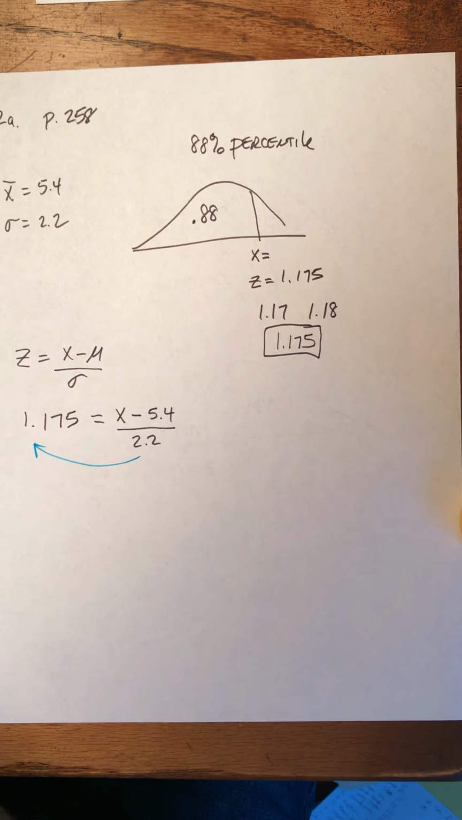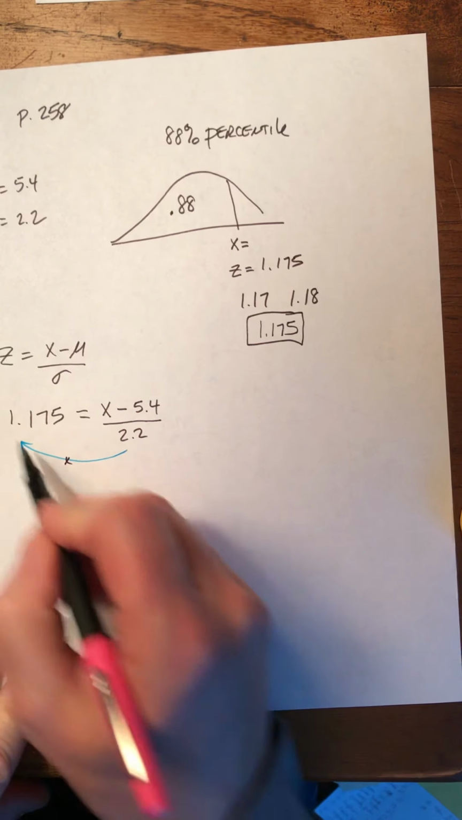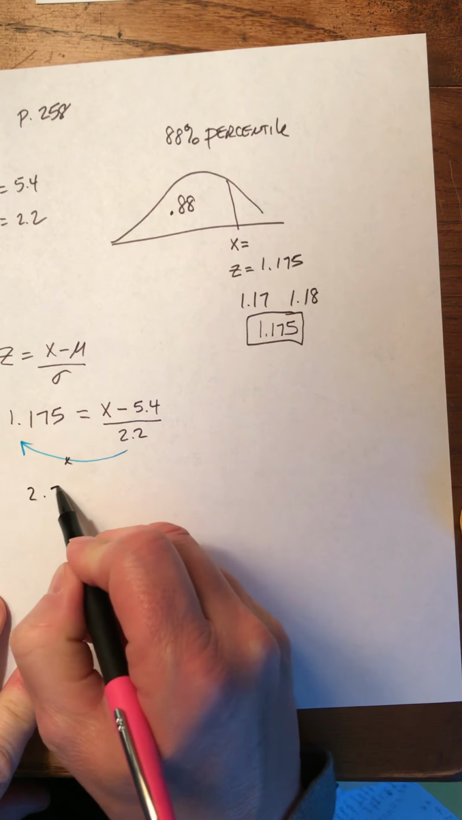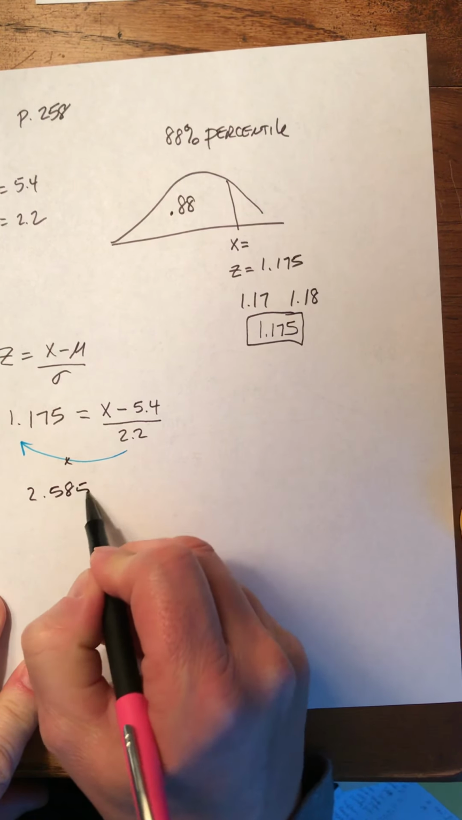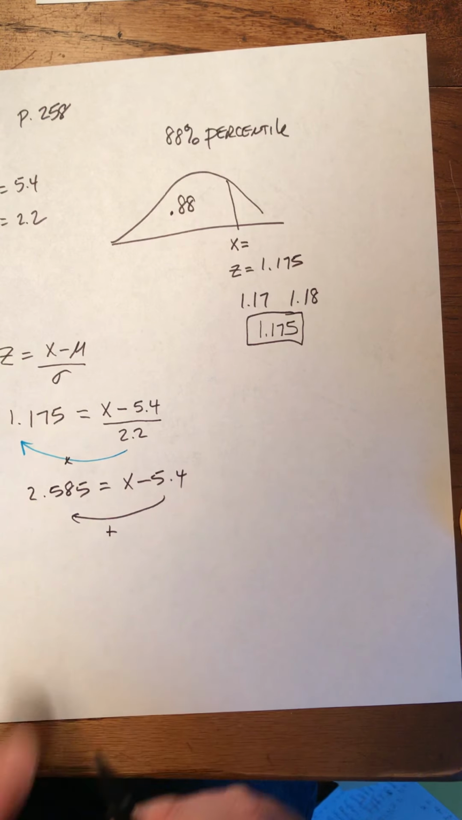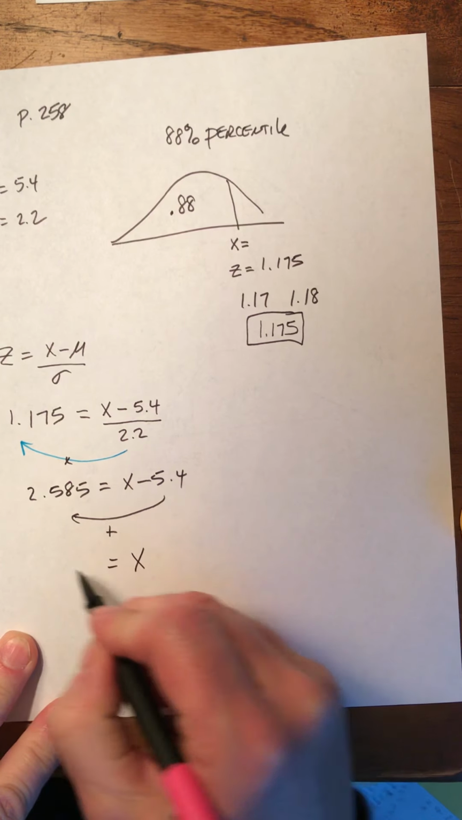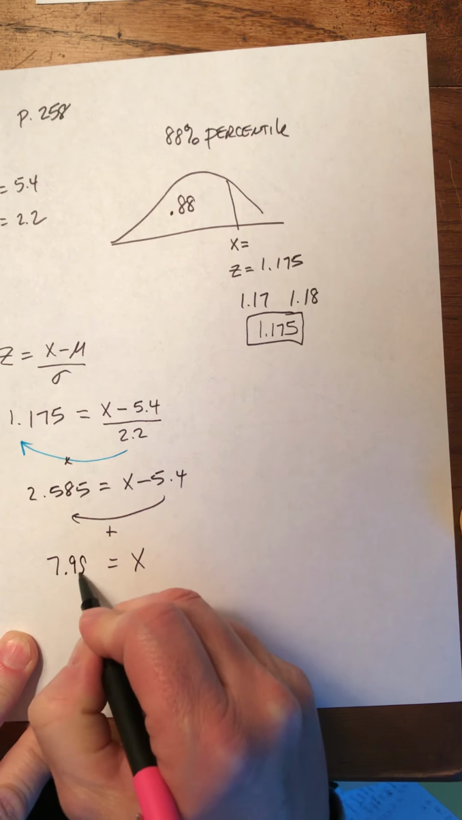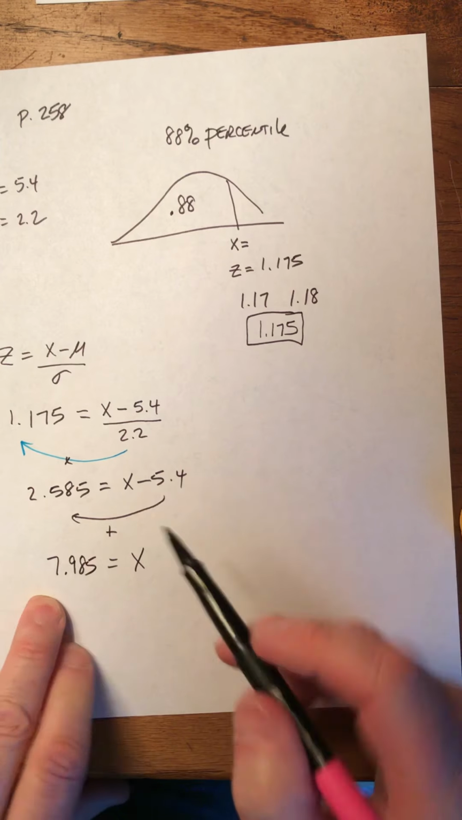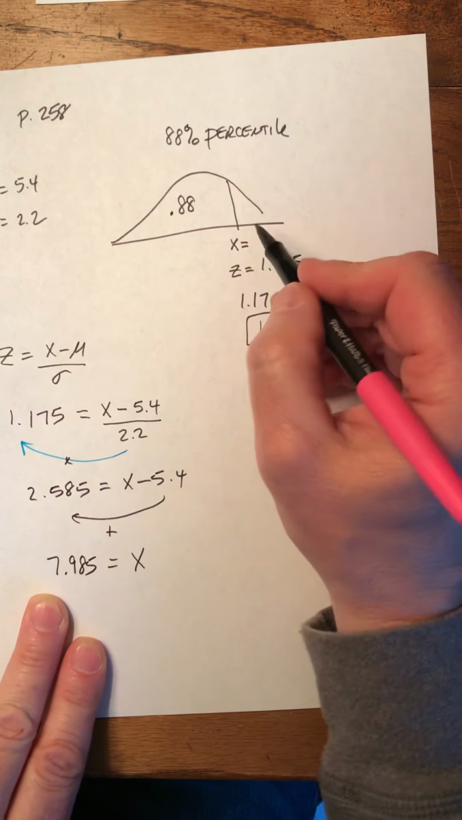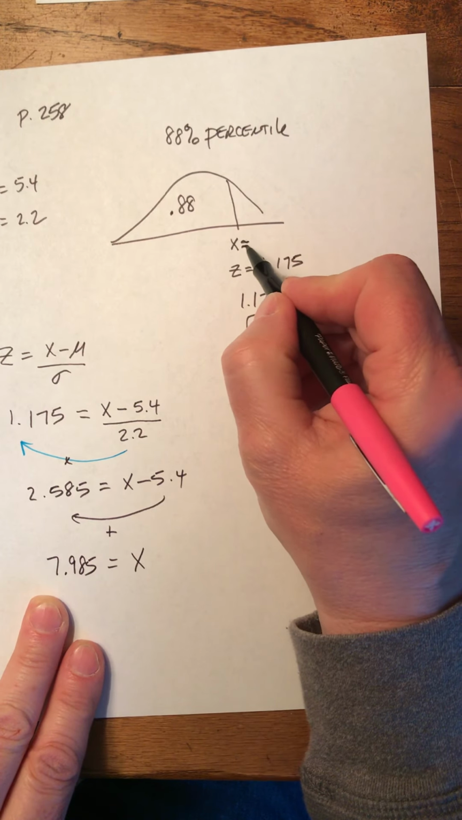1.175. I know some of you are much faster at this than I am. So I'm going to multiply this up over there and I'm going to get a 2.585, and that's going to equal x minus 5.4. And then what we're going to do is we're going to add that 5.4 onto the other side. So we're just doing some algebra 1 here, and x is going to equal 7.985.